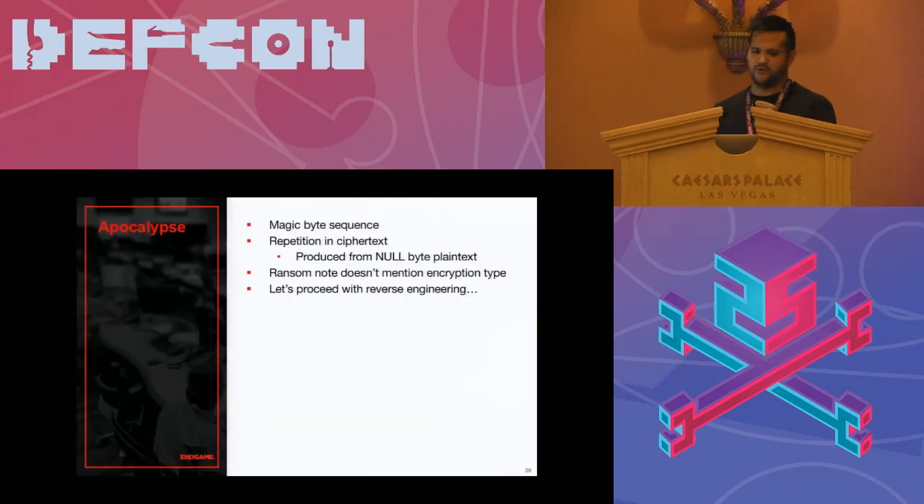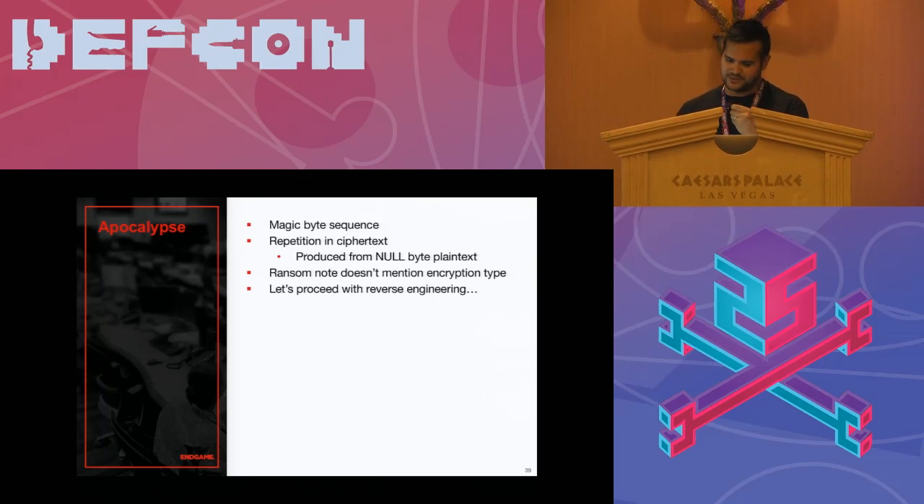So what do we know so far? We have what appears to be a magic byte sequence. There's repetition in the ciphertext when we provide a null plain text. The ransom note, if we actually go back to that, doesn't seem to mention an encryption type. That's kind of odd because all the other ones that we've seen so far mention some sort of industrial grade RSA 4096 and AES 256, whatever. So it's kind of curious that they don't mention that they're using some sort of high grade encryption.